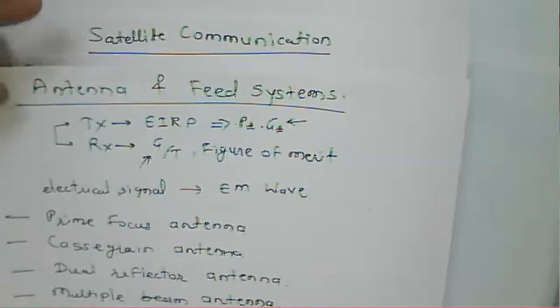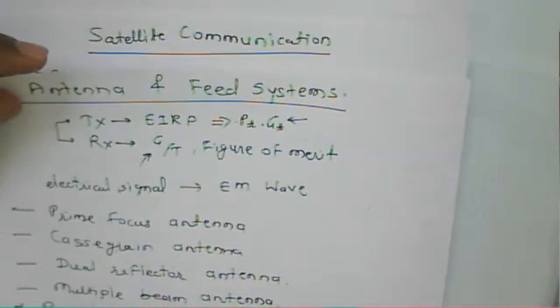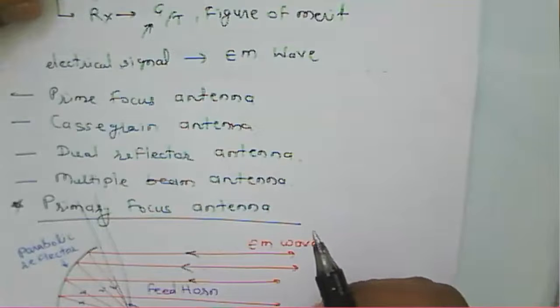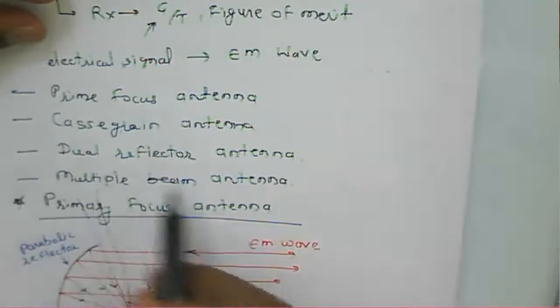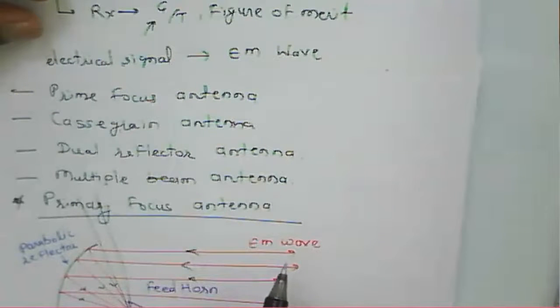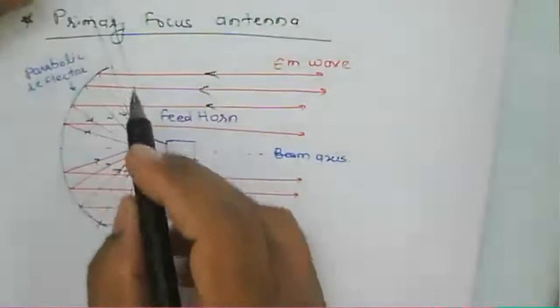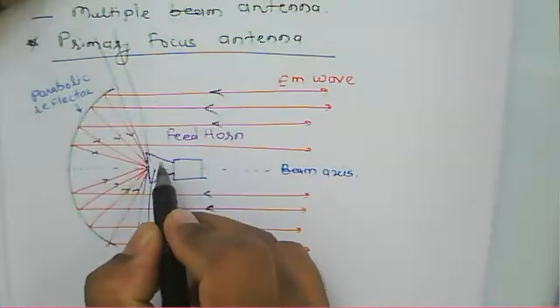In the last lecture, we have seen the antenna and the feed system. What are the various types of antennas that are used in a satellite? There is the prime focus antenna, then the Cassegrain antenna, the dual reflector antenna, and the multiple beam antenna. Now this one is the prime focus antenna that we have seen in the last lecture.